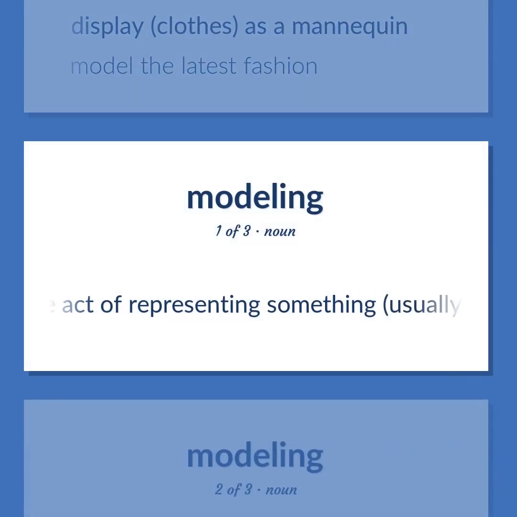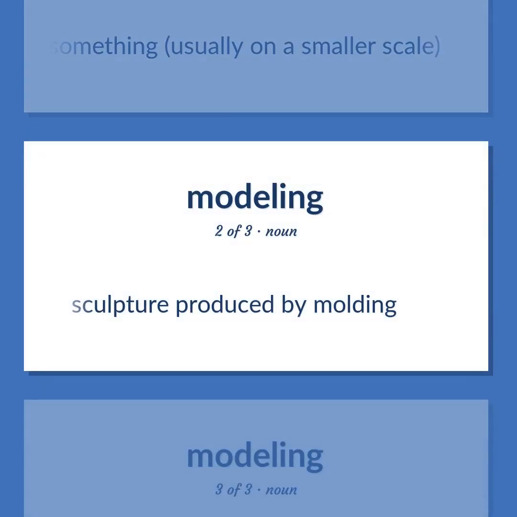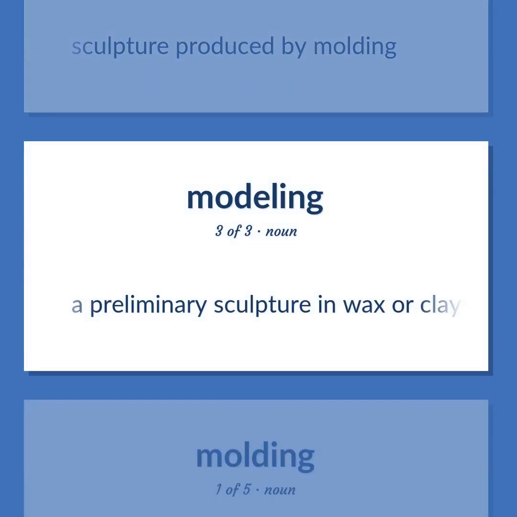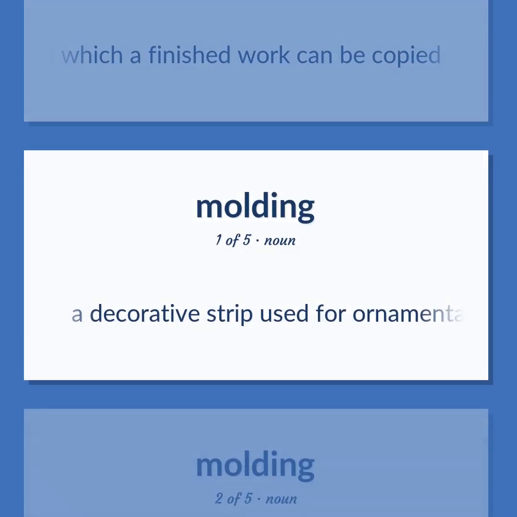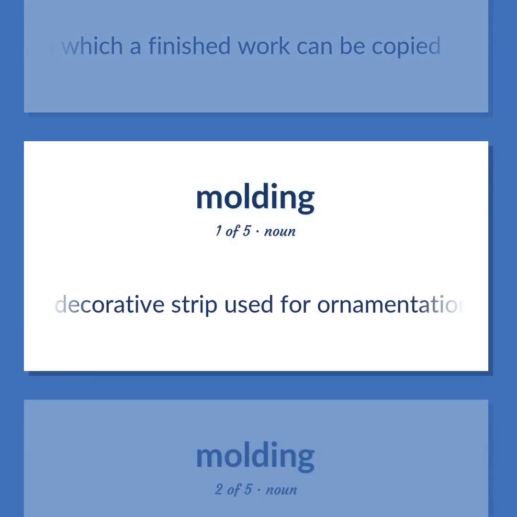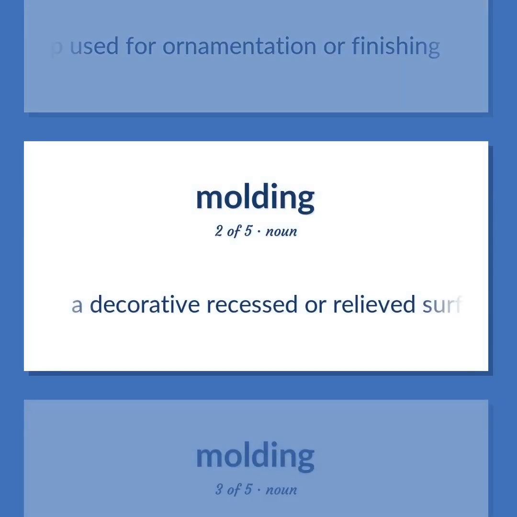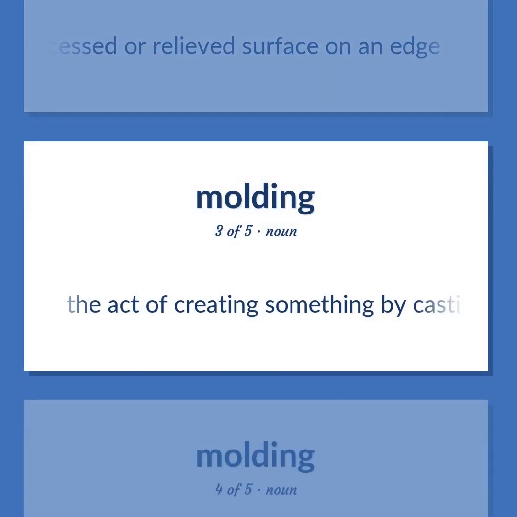The act of representing something, usually on a smaller scale. Sculpture produced by molding. A preliminary sculpture in wax or clay from which a finished work can be copied. A decorative strip used for ornamentation or finishing. A decorative recessed or relieved surface on an edge. The act of creating something by casting it in a mold.